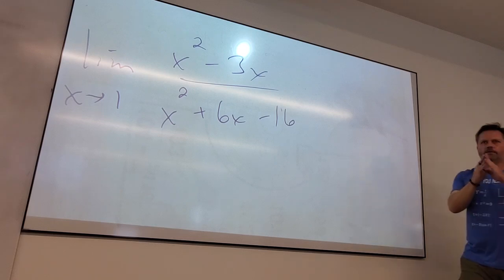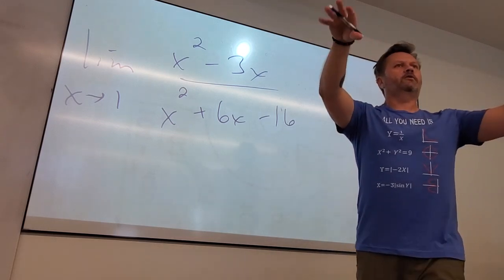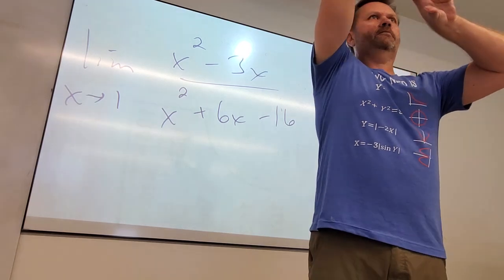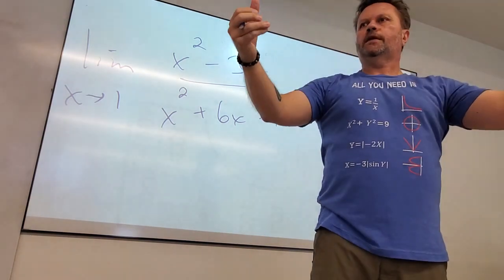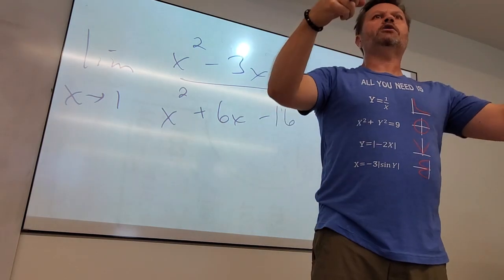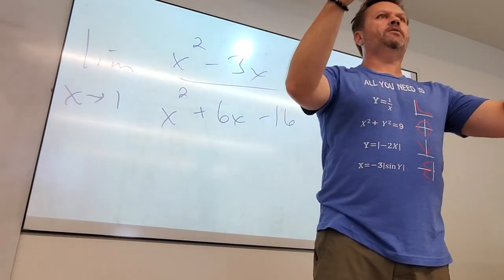I really want this to make sense. The most basic indeterminate form that we know of is what form? Zero over zero. I love this name. Please love this name. Indeterminate means you cannot currently determine the answer. So you've got to do extra work.